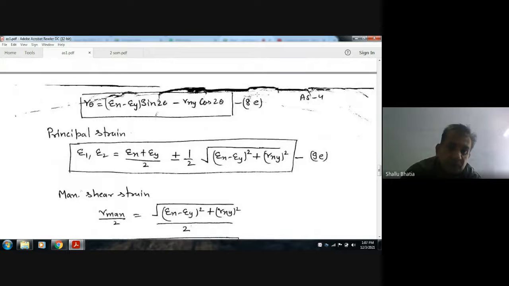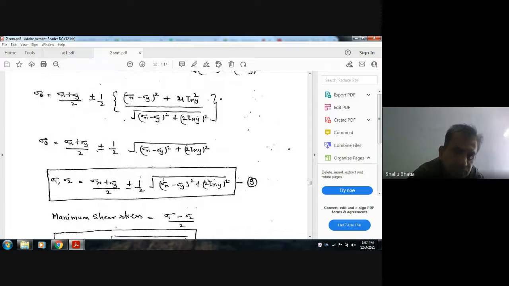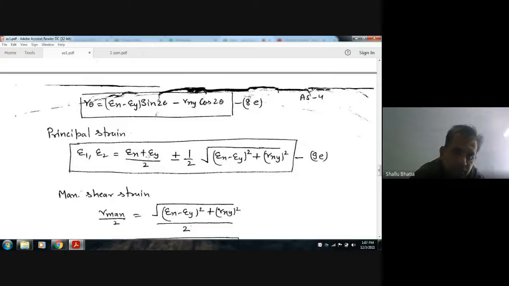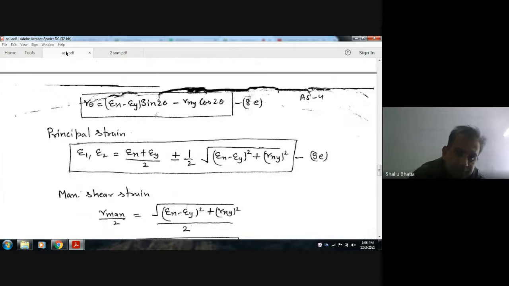Similarly, the expression for principal strain will also follow the principal stresses. The expression for principal stresses was sigma x plus sigma y by 2 plus or minus 1 by 2 square root of sigma x minus sigma y squared plus 4 tau xy squared. Here it will become gamma xy by 2, the 2s cancel out, and the rest of the expression will be the same. This is epsilon x plus epsilon y by 2.